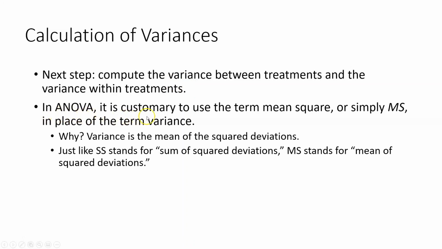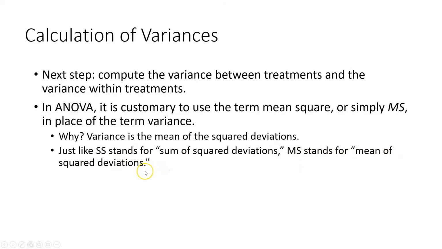In ANOVA, it's customary to use the term mean square, however, instead of variance, or we abbreviate it simply MS, in place of the term variance. Why? Because, as I said at the very beginning of this presentation today, variance is the mean of the squared deviations. It's the average squared deviation. It's the average amount of variability still in its squared form. So just like SS stands for sum of squared deviations, MS stands for the mean of squared deviations.